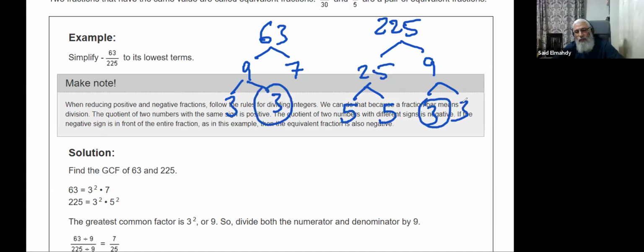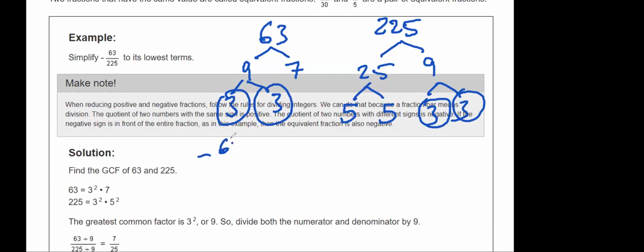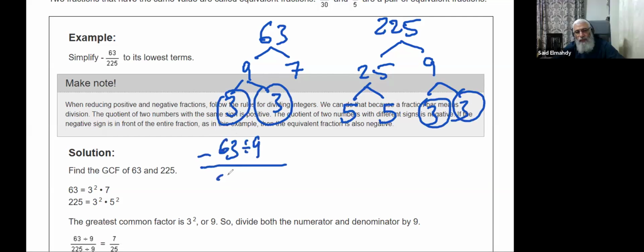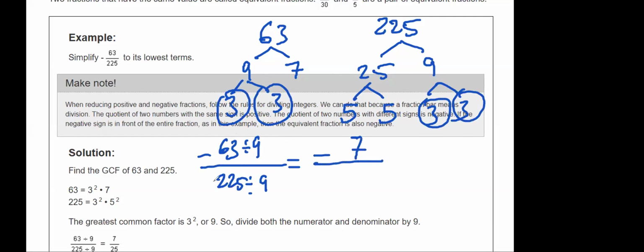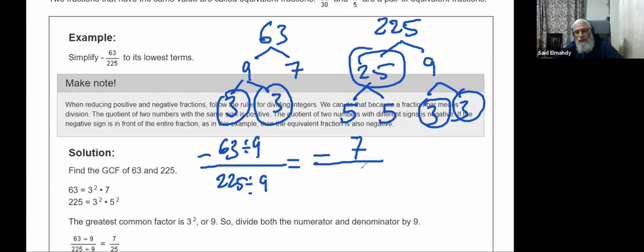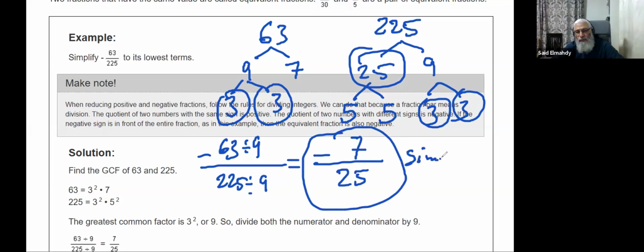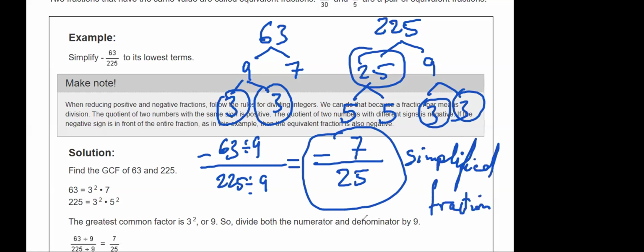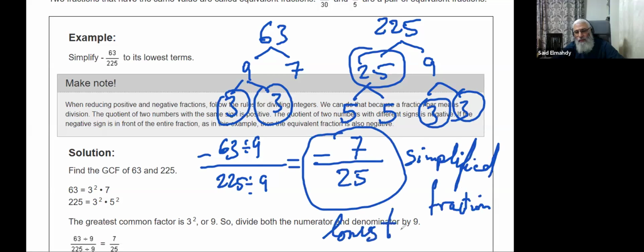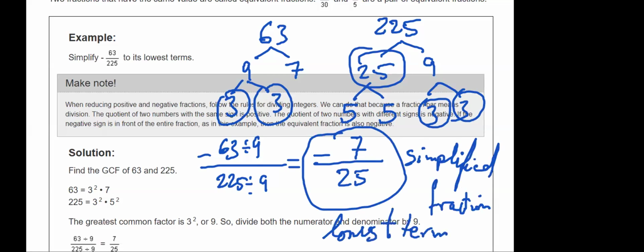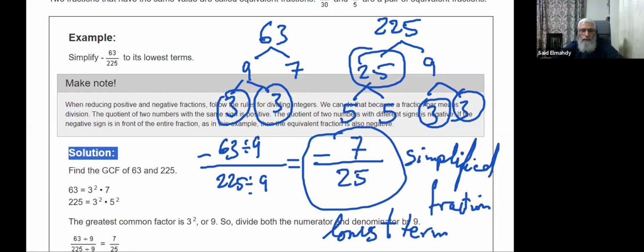So what is common? We have 3 common, and another 3 common. So 3 multiplied by 3 is 9. So the greatest common factor is 9. So minus 63 divided by 9, and 225 divided by 9. It is negative. 63 divided by 9 is 7, and 225 divided by 9 is 25. So this is the reduced or simplified form, or we can say lowest terms: negative 7 over 25.